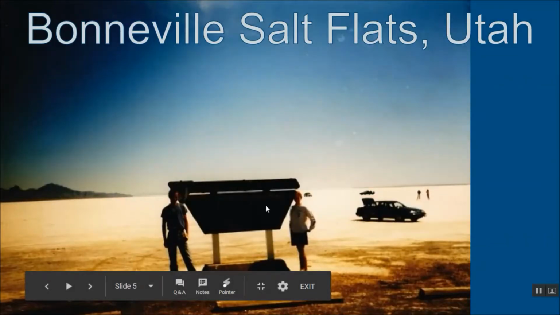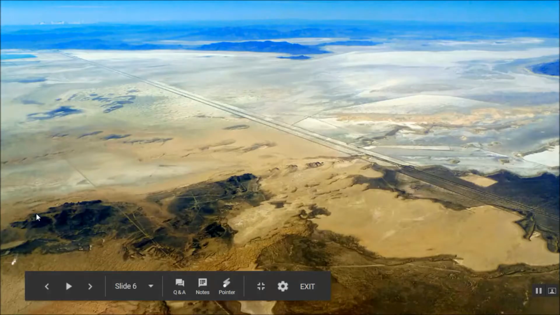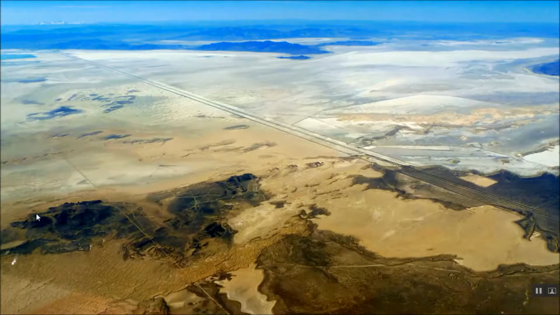Here's a picture of the Bonneville Salt Flats in Utah, and you can see all behind the people, that's me right there, there's all salt flats as far as you can see. And this is an example of a chemical sedimentary rock. Here's another aerial picture here of the Bonneville Salt Flats.